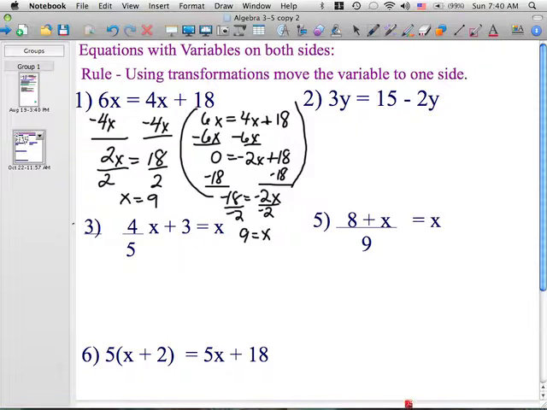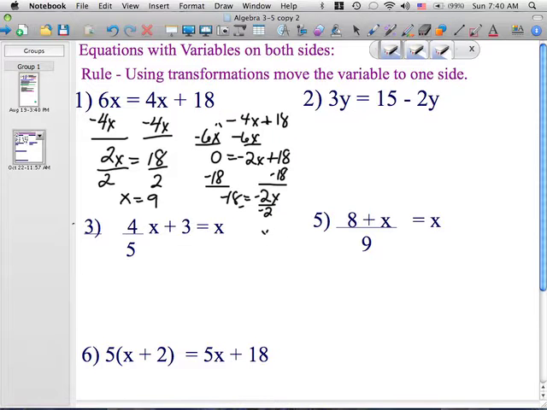However, we had an extra step thrown in here, whereas we did this in 2 steps. This took 1, 2, 3. So my advice is, and I'd like to see you do this, is that you get the variable on one side immediately if possible.